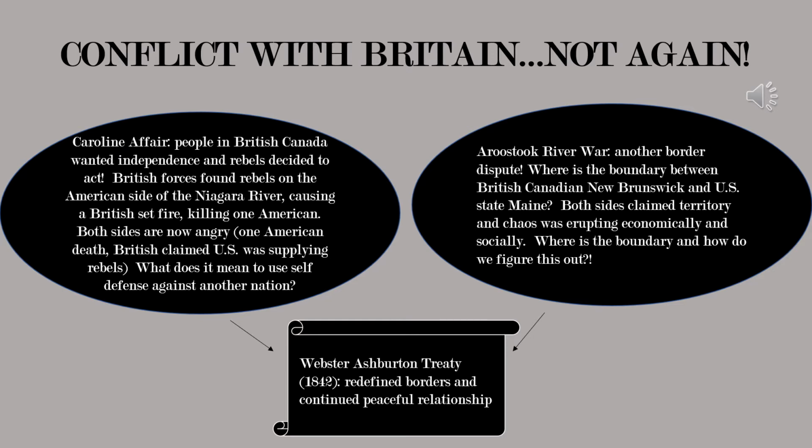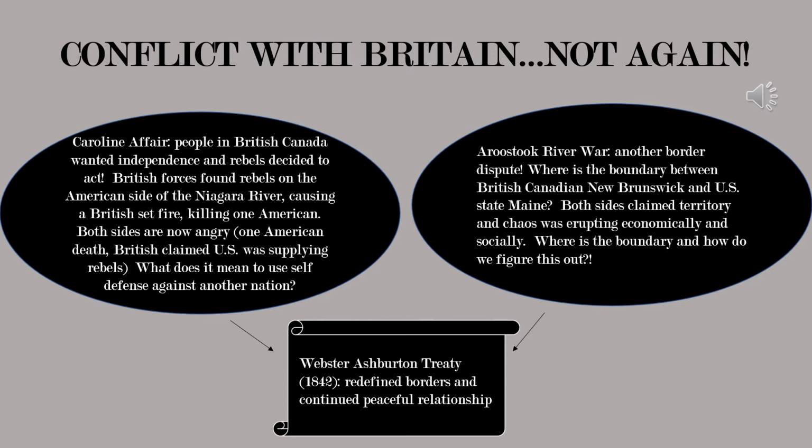And this is where things become problematic, because British forces are going to send the Canadian militia underneath British rule to go take care of this situation. And when they find the Caroline, it's going to be on the American side of the Niagara River. So they're going to set fire to the Caroline, and this is going to kill one American person in the process.